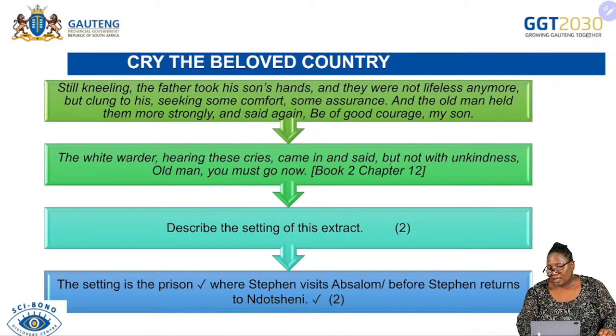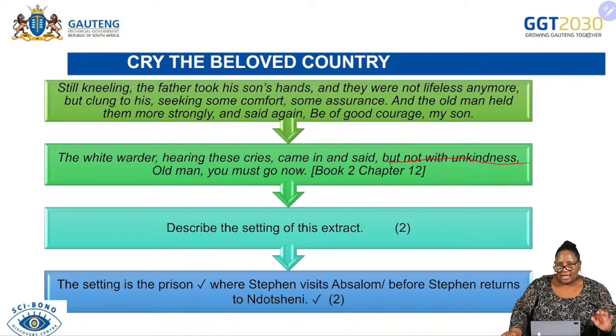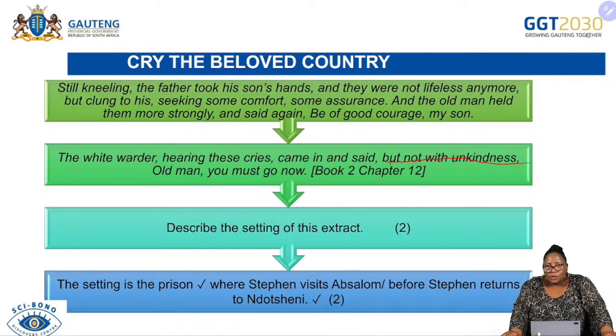If I were to ask you a tone question, I would ask you, what tone would the mother use telling Stephen Khumalo to leave? "Old man, you must go now." She was very sympathetic about that.